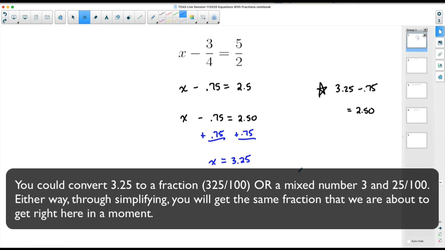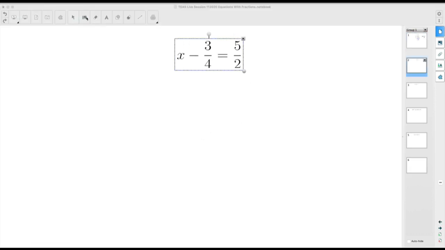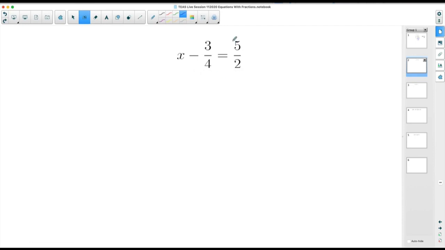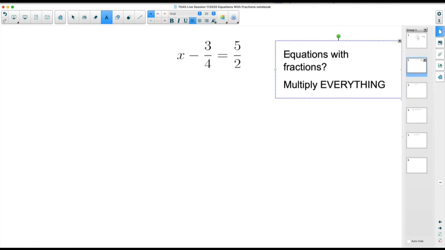So this is how I want to motivate the idea of tonight's mini session. I want to take this exact same problem and solve it a different way. And this way that I'm getting ready to show you will always work when you have equations with fractions. So, when you have equations with fractions, let's multiply everything by a common denominator.